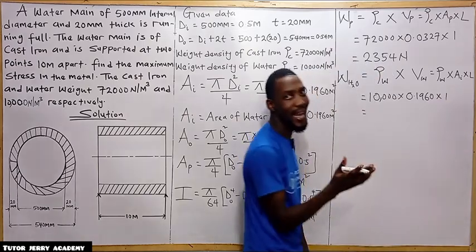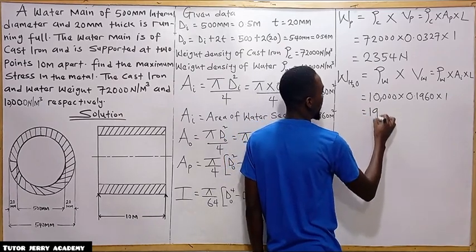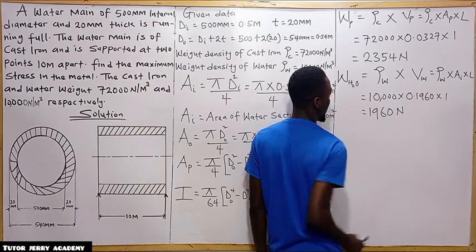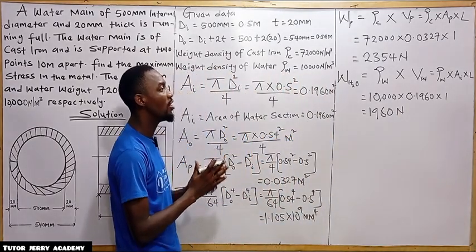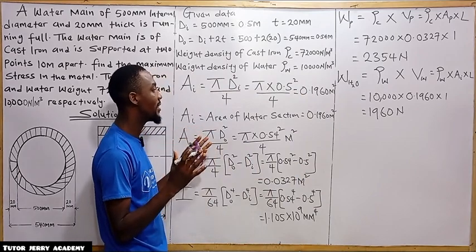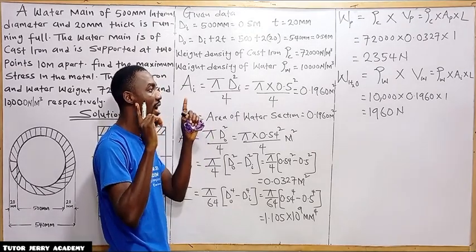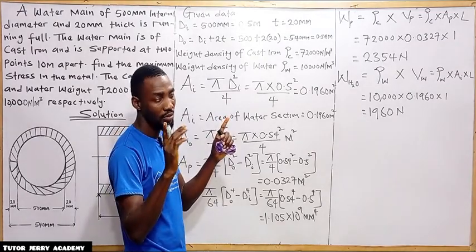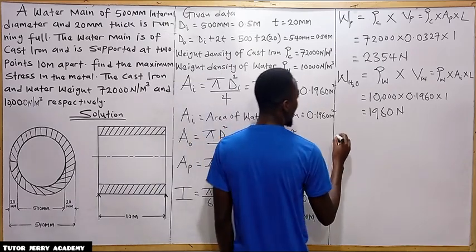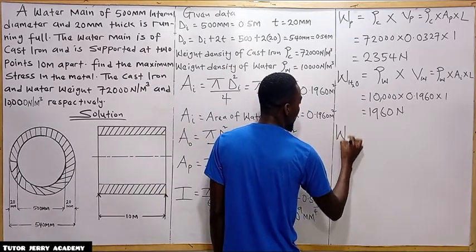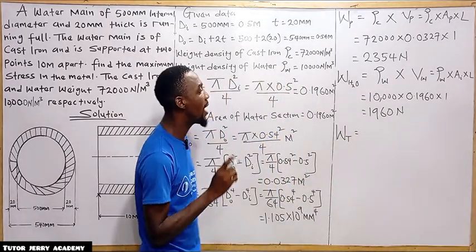So if you multiply all of this together, you are going to have 1,960 Newton. All right. So the next thing we are going to do is to find the total weight of the pipe for 1 meter. For 1 meter, the total weight of pipe. Let's put that to be W subscript T, the total weight of pipe for 1 meter.